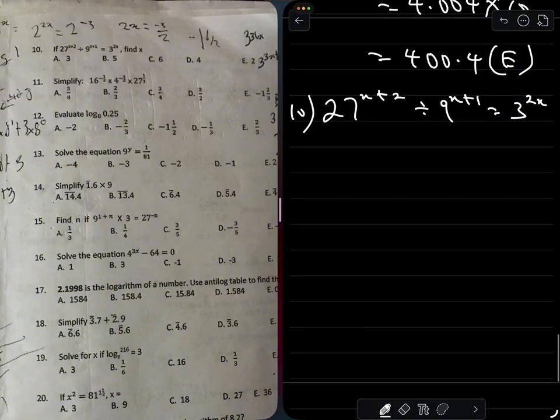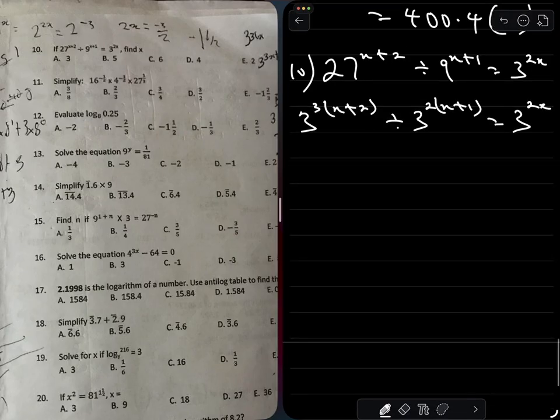Do you understand? So, what's 27 as a power of 3? 3 raised to power 3. That's 3 raised to power 3 into bracket x plus 2, divided by what? What's 9 as a power of 3? 9 as a power of 3 is 3 raised to power 2. 3 raised to power 2 into bracket x plus 1 equals 3 raised to power 2x. Do you understand? What does this become?